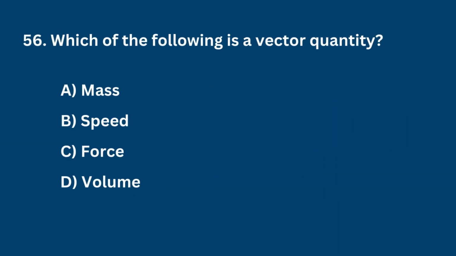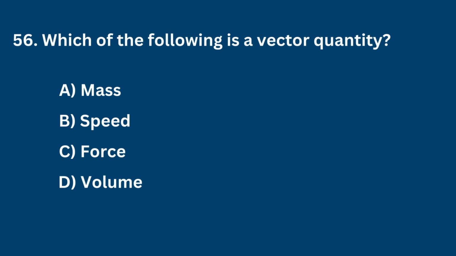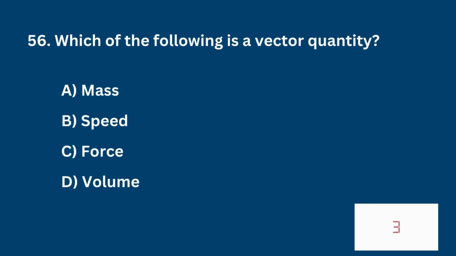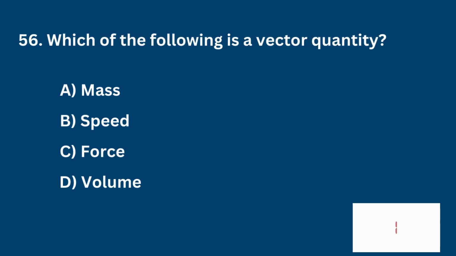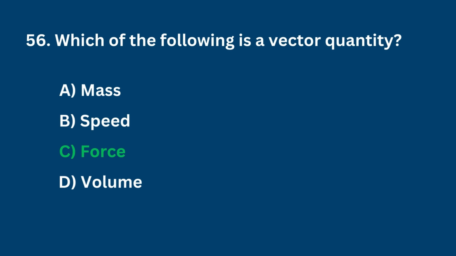Which of the following is a vector quantity? The options are A. Mass, B. Speed, C. Force, D. Volume. Correct answer is C. Force.